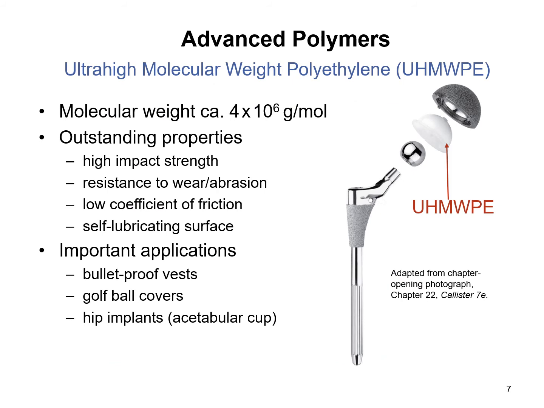Now, let's look at the specific example of application for advanced polymers, and it's called ultra-high molecular weight polyethylene, or UHMWPE, which has a molecular weight of 4 times 10 to the power 6 gram per mole. Some of the outstanding properties of this material are high impact strength and resistance to wear or abrasion, low coefficient of friction, and a self-lubricating surface. Some of the important applications for this material include the bulletproof vest, golf ball covers, and the hip implant, that is the acetabulum cup as shown in this figure here.